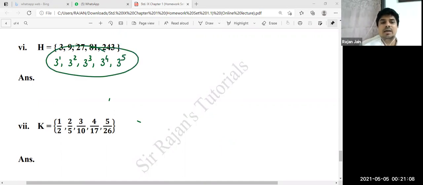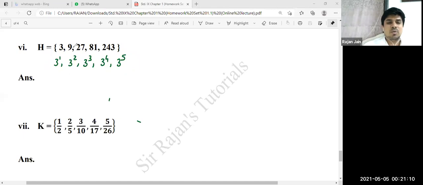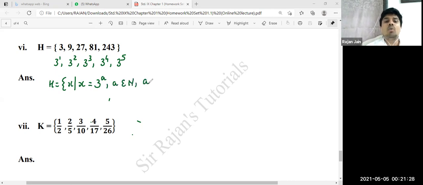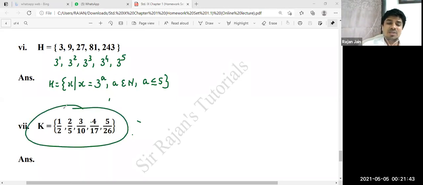Once this comes, the set builder form is very simple. What will I say? I will say H is a set of all x such that x is equal to, my base is the same for all. What is the base? 3. The index is changing, so 3 raised to a, a belongs to natural numbers. And what are the possible values of a? 1, 2, 3, 4, 5. So natural numbers start from the first natural number, so I will not write the starting condition. But I am ending at 5, so I will say less than or equal to 5. Okay, clear.